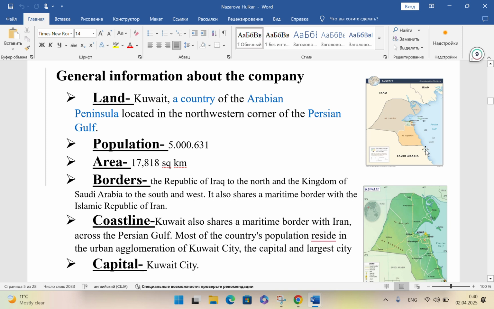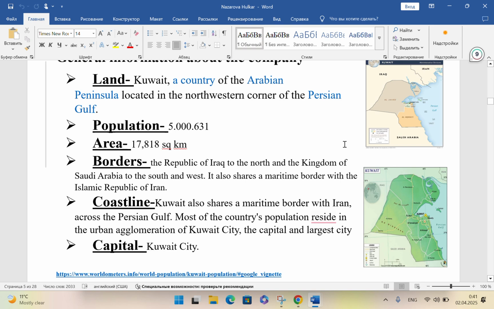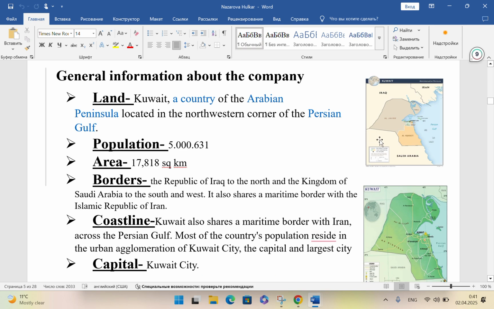So the population of this country is 5,631 people, and the area of this country is 17,880 square kilometers. And the borders of this country are the Republic of Iraq and Saudi Arabia, and it shares maritime borders with Iran. So the coastline of this country, Kuwait, is also sharing maritime borders with Iran, like this.